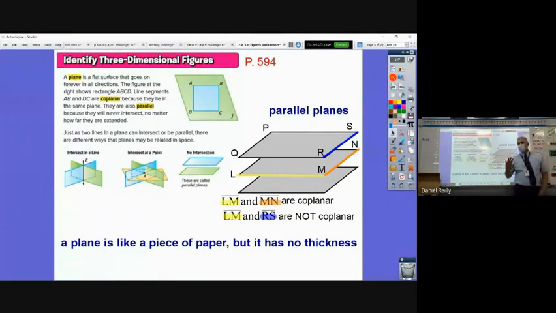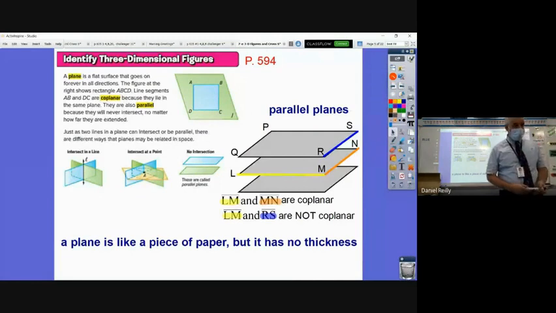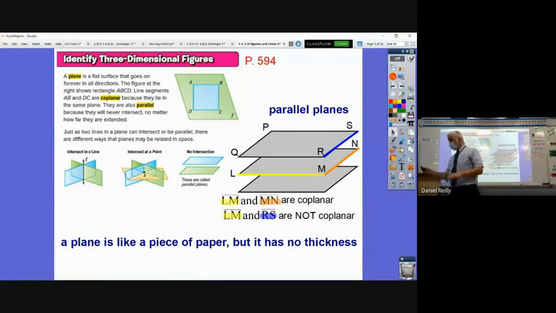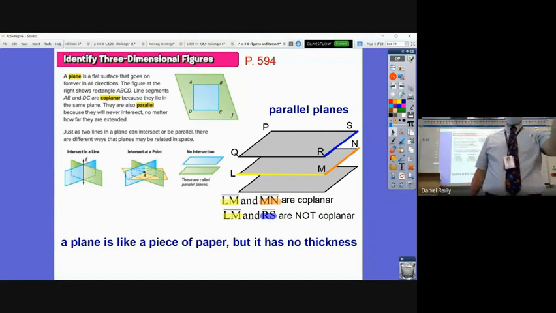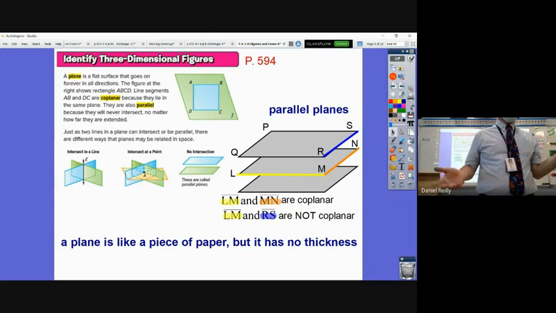Three-dimensional figures have some vocabulary, again, things we need to talk about. So a plane is a straight, like, piece of paper, a flat surface. Okay, in real life, there's no such thing as a plane because everything has width, right? But if this didn't have any width at all, it would be a plane.